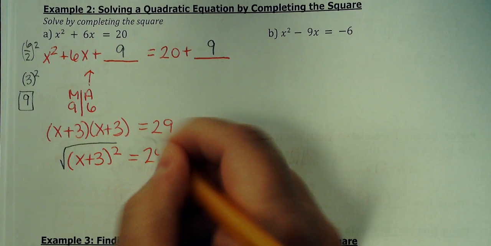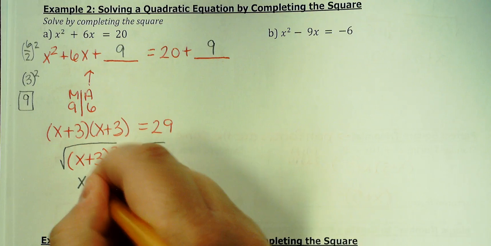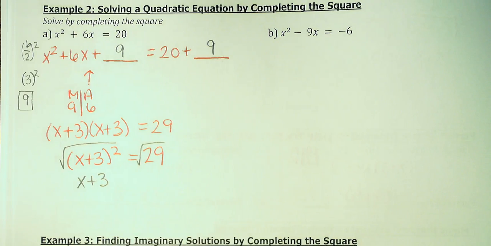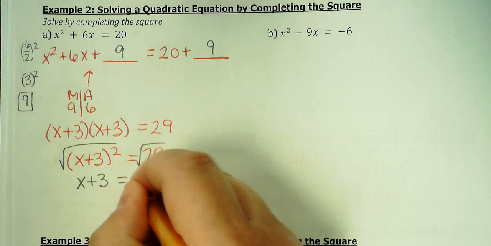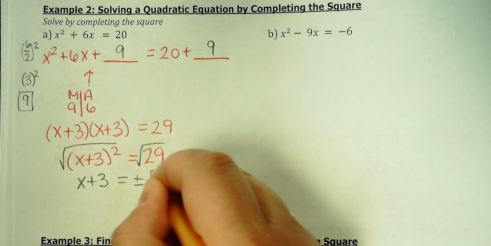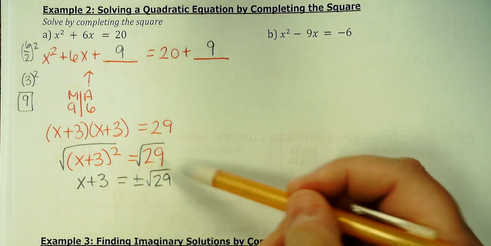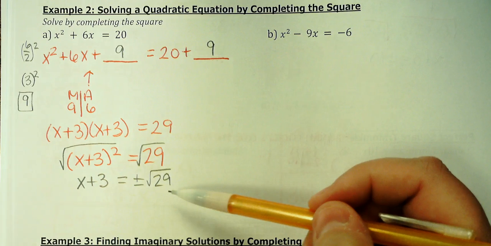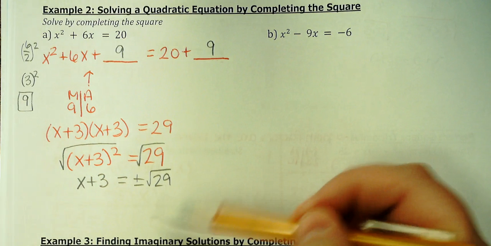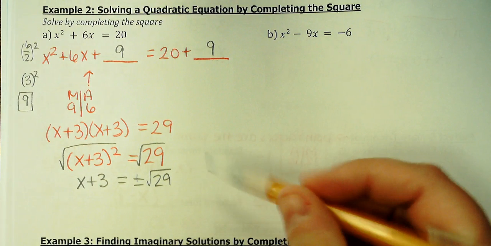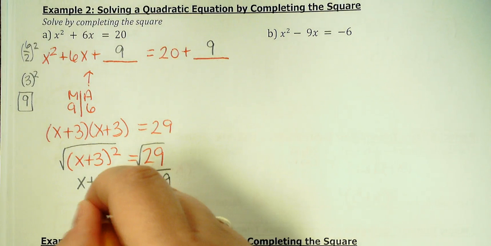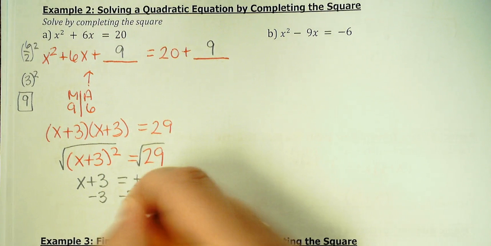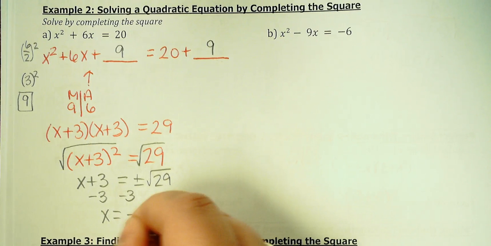I'm going to take the square root. So I still have x plus 3 here. The square root and the squared cancel each other out. Plus or minus radical 29. Now, if I could break this down, I would want you to do that. 29 does not have any perfect squares that divide into it. So here's what I'm going to do: I'm going to subtract 3, and we're just going to have to leave it like this.